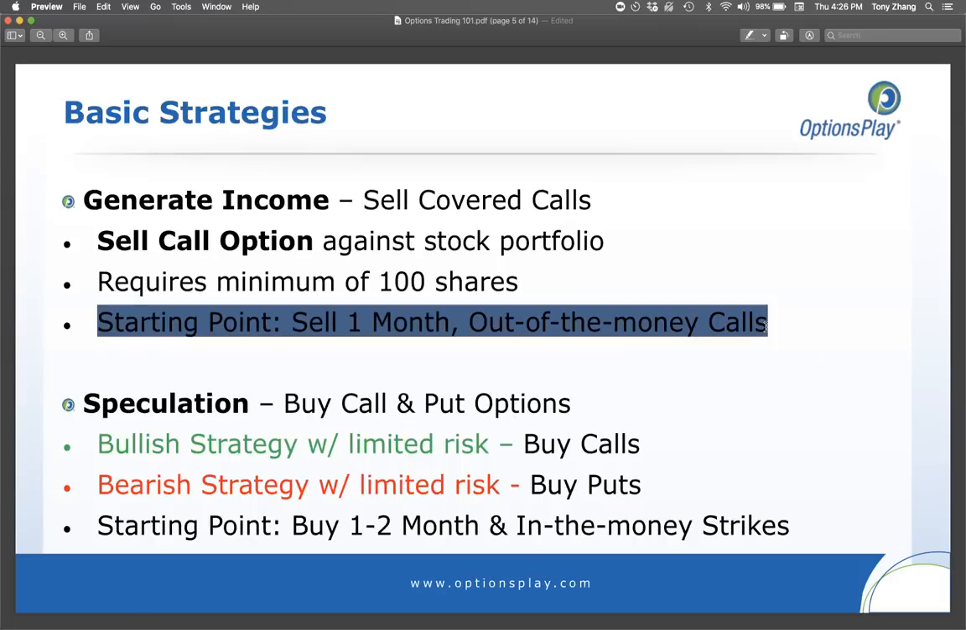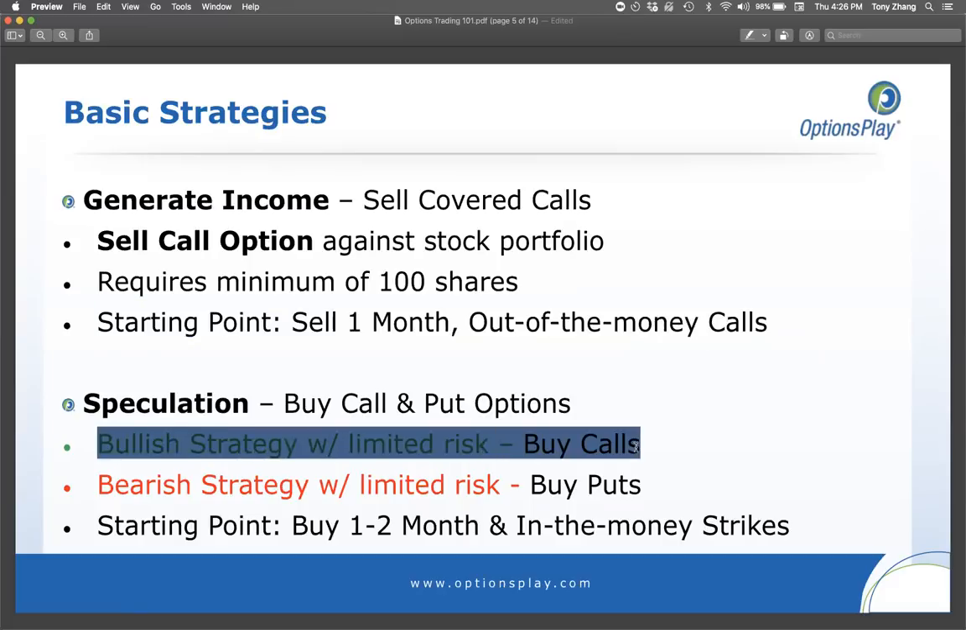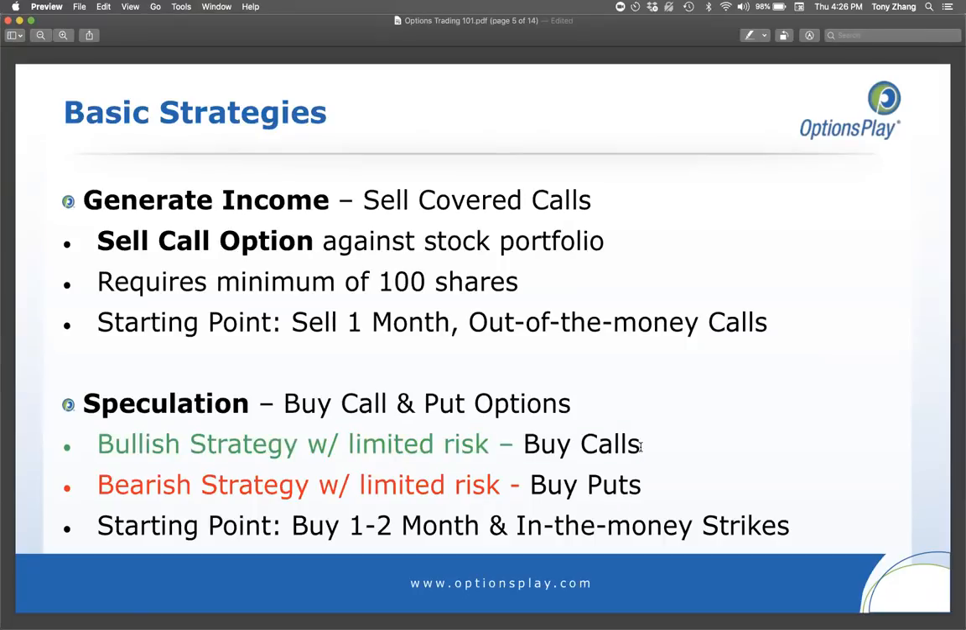On the other hand, for those of you that have a bullish, bearish, or even neutral view on a stock, this is really where you're trying to speculate. You want to express a directional view and be able to profit from that if you are correct. There are two primary use cases here. If you're bullish on a stock, buying calls is a great way to go about doing that because it gives you directional bullish exposure, but you have limited risk. The key here is to have that directional exposure, but have limited risk.